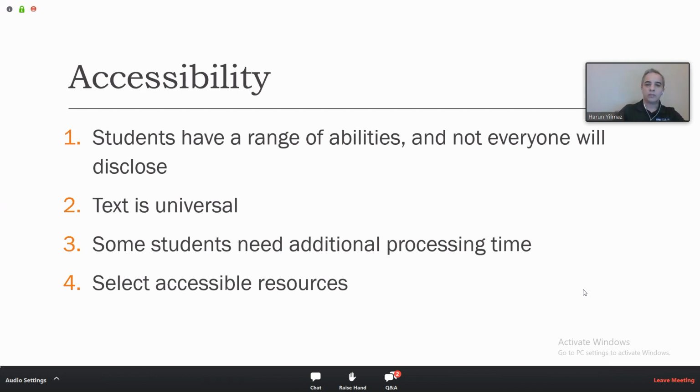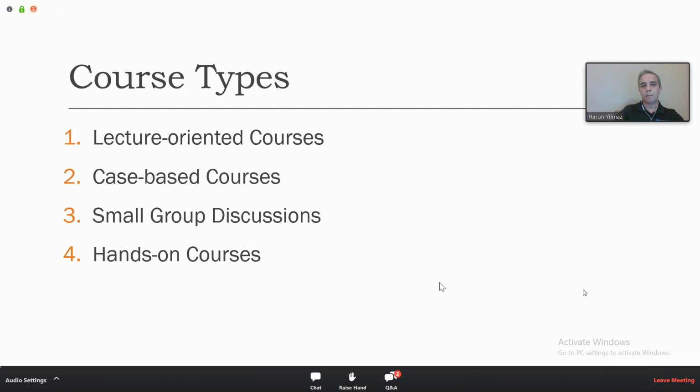And select accessible resources. So your students' technology access may be limited, maybe not very fast, you know. So when you consider your resources, you need to think in terms of your students' side, okay? So you may consider some open resources for your students if your school doesn't provide those resources for your students. And also you need to consider the technical aspect of your resources as well.